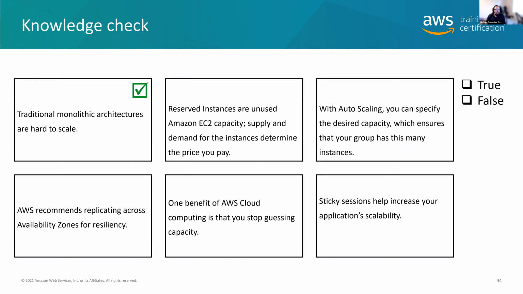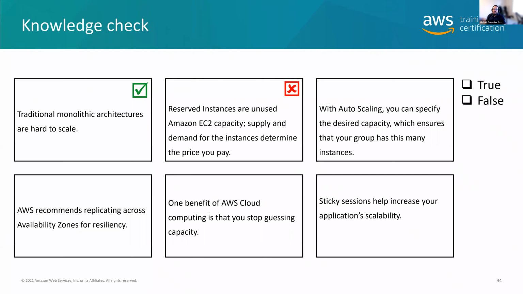Spot instances are unused Amazon EC2 capacity. Supply and demand for the instances determine the price you pay. Okay, so not only just give me false, because I see false there. What are they talking about there? Which of the billing types for EC2 are they talking about? Yeah, they're talking about spot instances, so it's perfect. Out of the three, you've got on demand, reserved, and spot. Spot is the one that's actually Amazon's extra unused capacity.